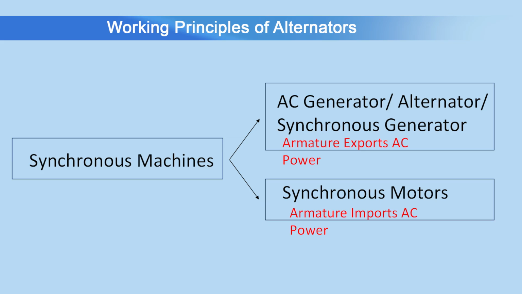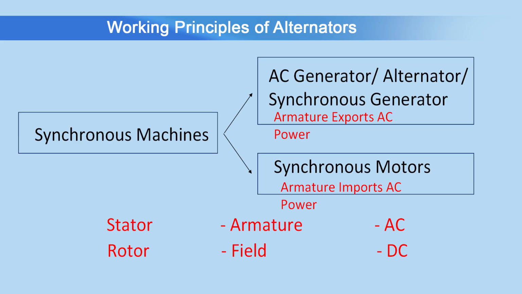Now, in the same machine, if we are feeding the electrical power, then it will work as synchronous motor. In that case, based on the frequency of the input supply, it will start rotating at synchronous speed. So, in any synchronous machine, we are having two important things. One part is armature, another one is field.